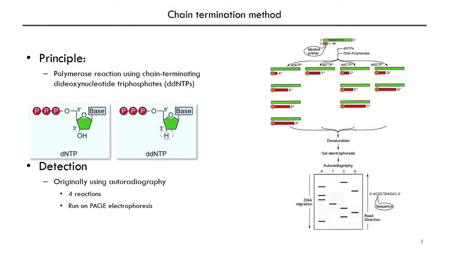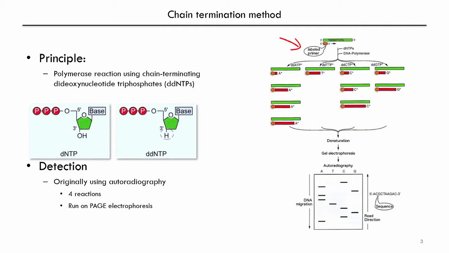Once this gets incorporated into a DNA molecule, the next base cannot be added. This results in chain termination. Normally, the next base would be added to the 3' hydroxyl group, but in dideoxynucleotides, this is absent, so no further polymerization can occur. Illustrated here is the classical method that Frederick Sanger developed in the 1970s.